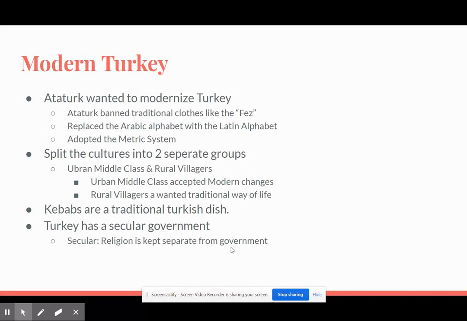Kebabs are a traditional Turkish dish. Remember, kebabs are when we have that really pointy stick and we're able to put meat and vegetables and things like that, and we end up grilling it or cooking it.